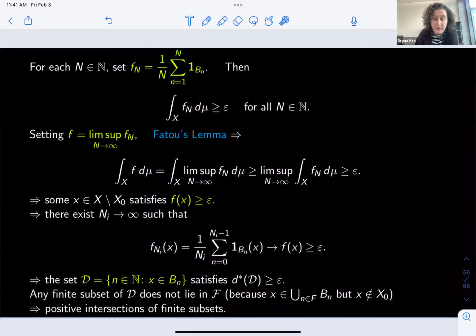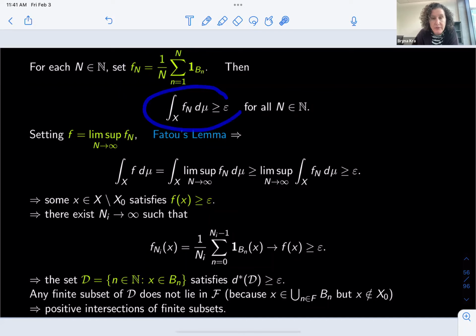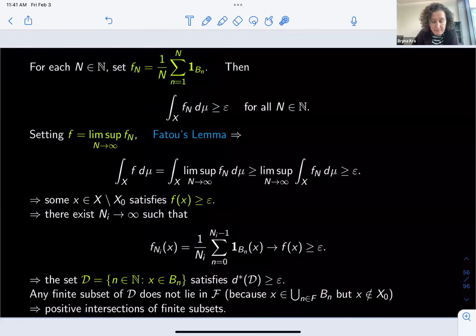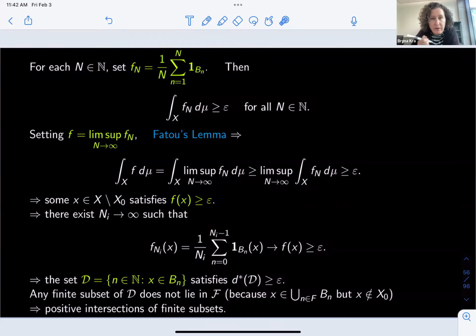When you average the indicator functions, as we already saw, the integral is going to be bigger than or equal to epsilon. And so I can look at the lim sup. I don't know if it's a limit or not, right? But I can look at the lim sup of these average functions right here. And I can use Fatou's lemma to interchange limits. I just want to point out that going from here to here, this inequality is a use of Fatou's lemma. And what it does for us is a very similar thing.